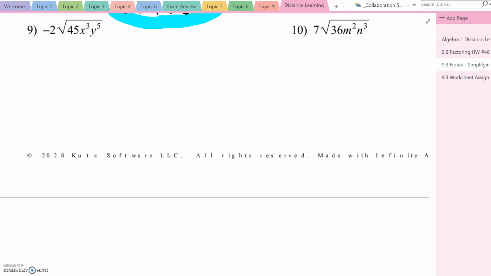Alrighty, friends, we are almost there. Just 9 and 10 left of our notes today for 9.3 simplifying radicals.